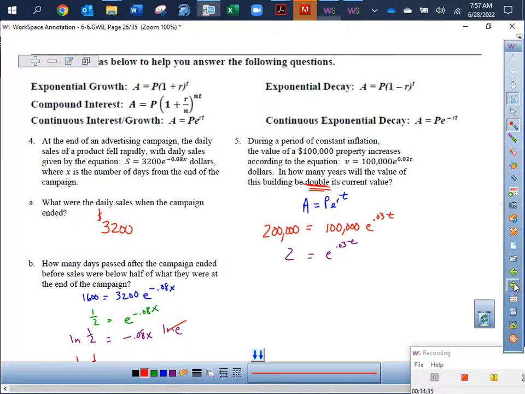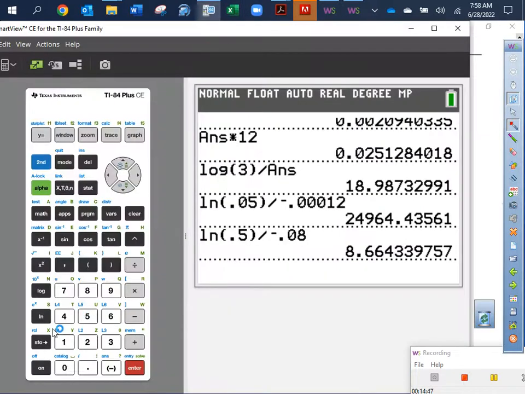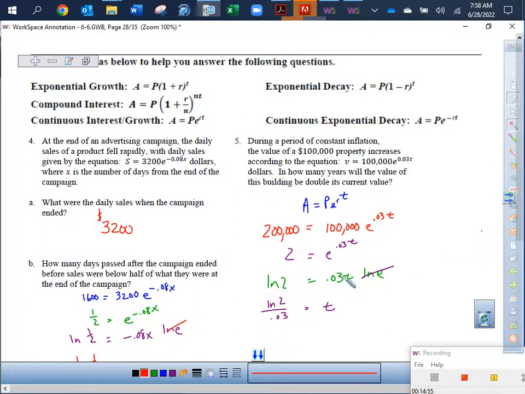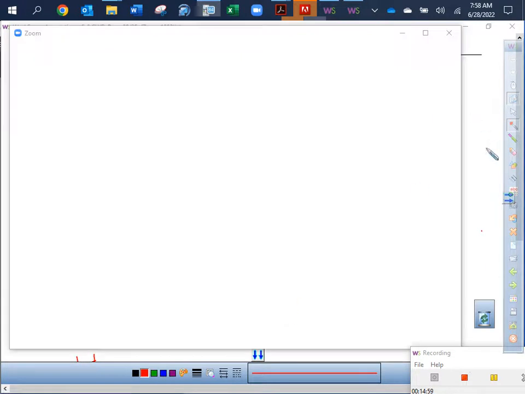And now we can natural log both sides, and that'll bring our exponent down. Natural log of e is 1. To solve for t, we're going to divide by 0.03. And natural log of 2 divided by 0.03. And your test is going to ask you for the exact answers. So this is the exact answer right here, the natural log of 2 divided by 0.03. So when they say give an exact answer, that's this, natural log of 2 divided by 0.03.